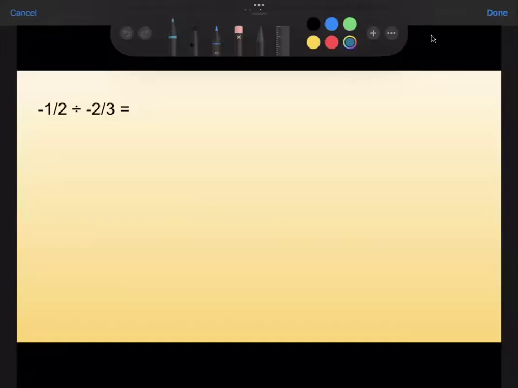Okay, here's our next one. It's going to be negative 1/2 divided by negative 2/3. So again, it looks like I'm dividing these fractions. So I want to use the keep, change, flip method or something just like it, except maybe called a little bit different. K is for keep.